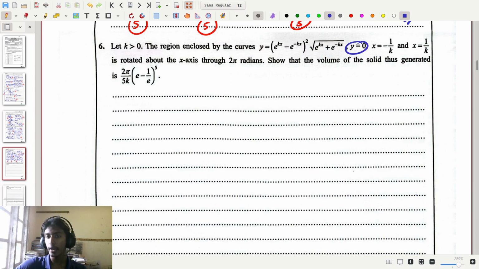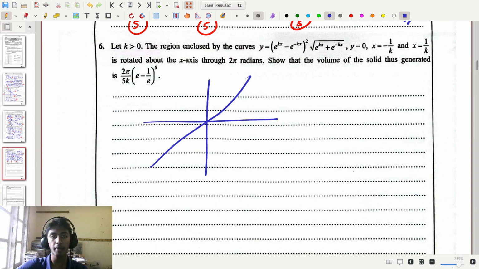and y equals 0, x equals negative 1 over k, x equals 1 over k is rotated about the x-axis through 2 pi radians, which means we have some curve which looks like this, and this curve has some area that is enclosed by these lines, which are the line x equals negative 1 divided by k, x equals 1 divided by k, this line here which is the x-axis, or y equals 0, and this actual curve. So we have this area here and this area here.